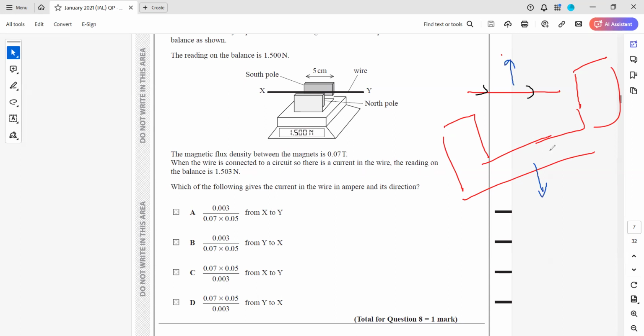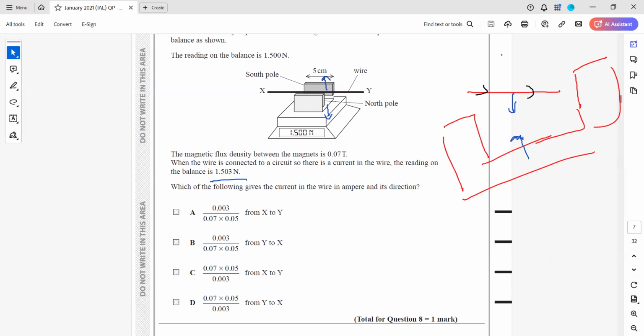So if the reading on the balance is increasing, it means the force on the wire is upward. And if the reading on the balance is decreasing, because the wire is pulling the magnet and the magnet is pulling the wire, in that case the force on the wire will be downward. In this example, they mentioned the reading has increased. So the force from the wire on the magnet is downward, so the force on the wire by the magnet will be upward.